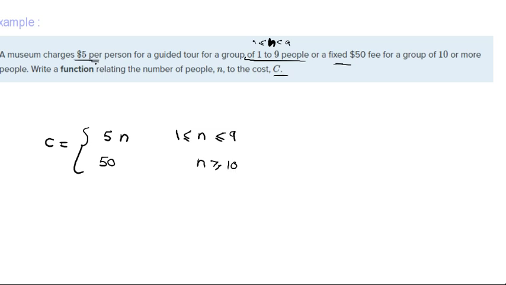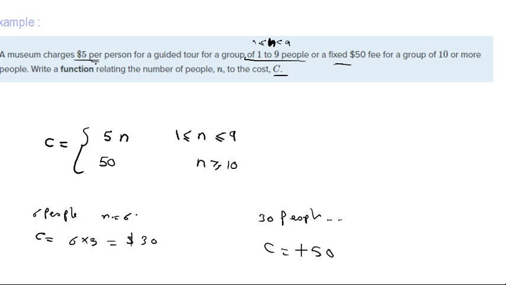So how much will a group of 6 people pay? They will pay 5 multiplied by 6 people, meaning n equals 6. It's here, 6 between 1 and 9. Then the cost is 6 multiplied by 5. They will pay $30. How much would a group of 30 people pay? This is greater than or equal to 10, and they will pay $50.